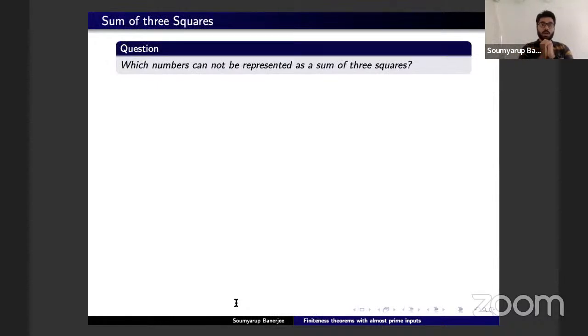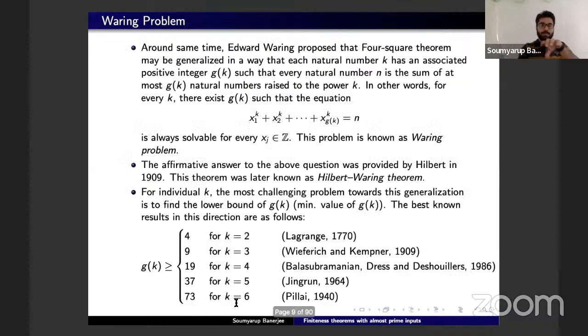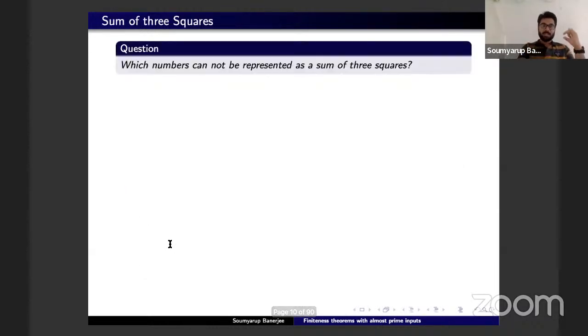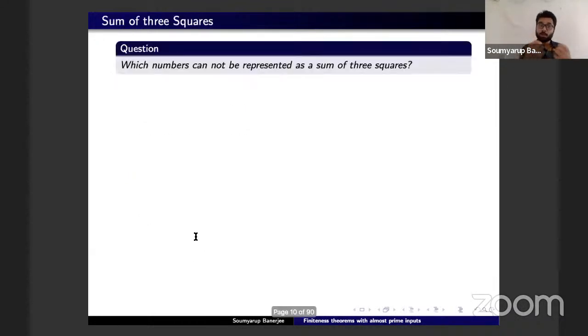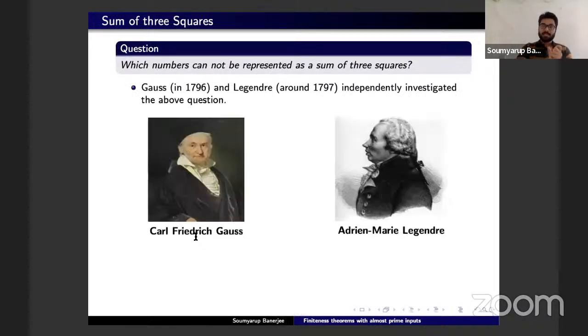Now the question is, Lagrange's theorem tells us that the minimum number for k equal to 2 is 4. So gk is the minimum number, right? The minimum value of g2 will be 4. That means if we take the sum of three squares, is it always solvable? Of course not, because of the theorem by Lagrange. Now the question is, which numbers cannot be represented as a sum of three squares? This question was independently investigated by Gauss and Legendre around 1796 and 1797 and so on.